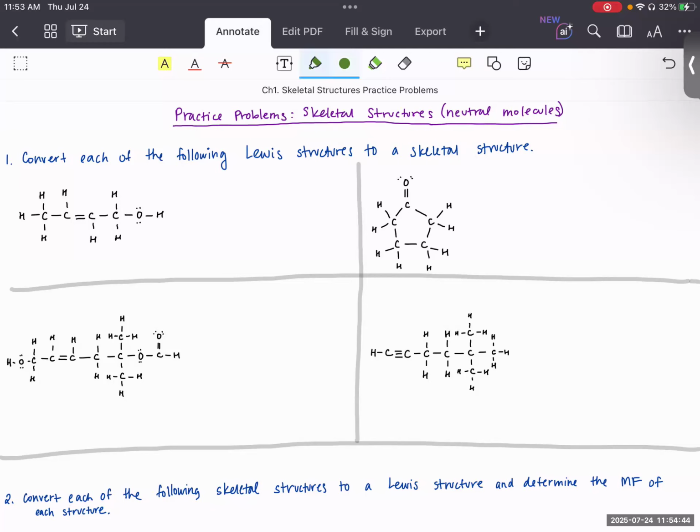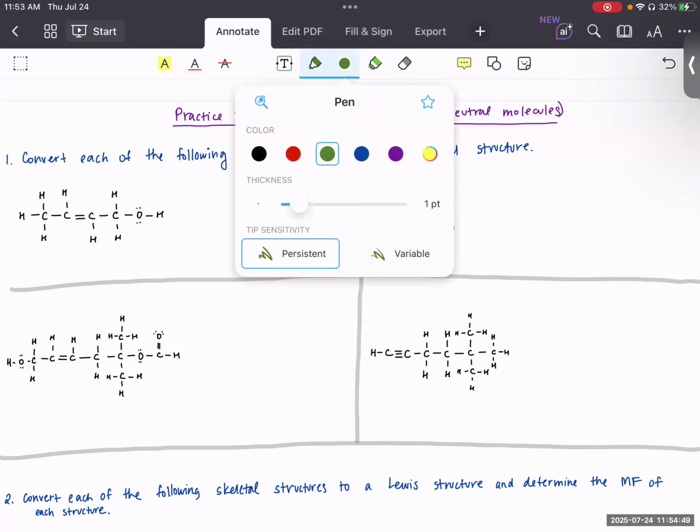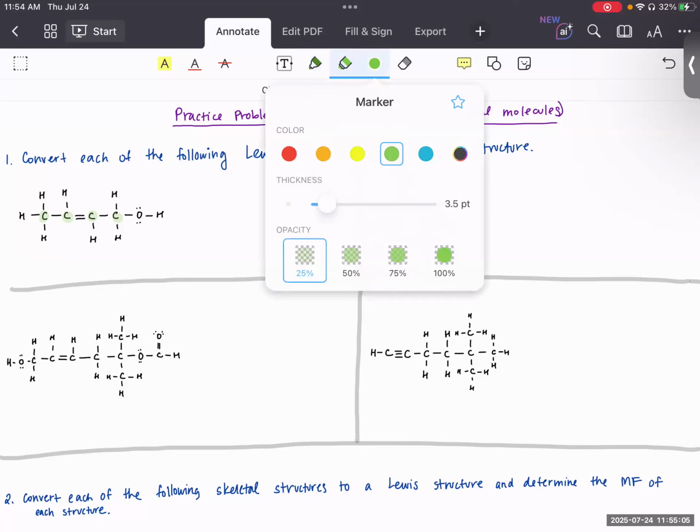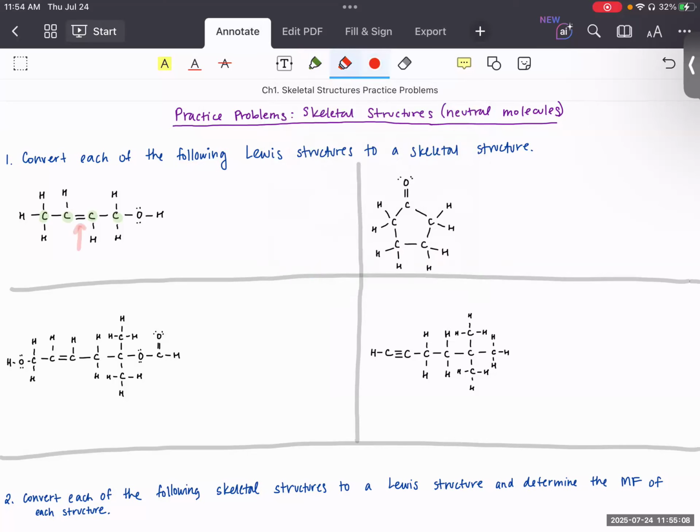So the first set is to convert each of the following Lewis structures to a skeletal structure. To start, the first thing we want to do is count the number of carbons that we have. Here we can see that we have 4 baseline carbons in the chain, and so we can draw out our carbon backbone. One thing I want to point out here is that we actually have a double bond in the chain. And one thing we notice is that the hydrogens are on opposite sides.